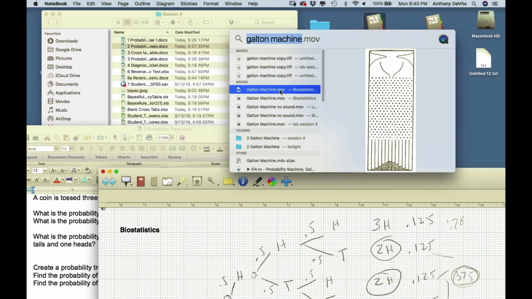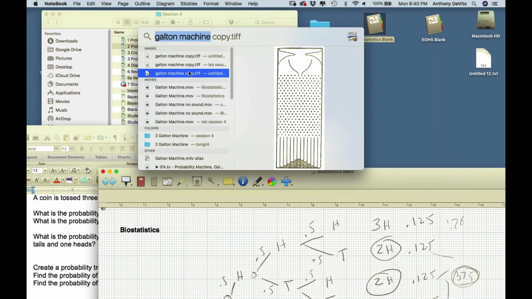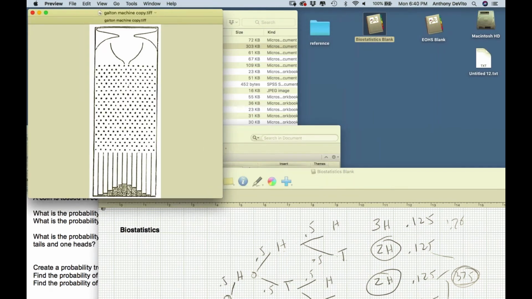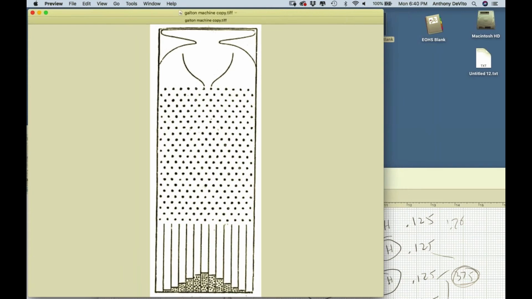I think I can actually play this without, oh, I'll show you a picture first. This is something called a Galton machine. And the way it works is I'm going to walk away from here. I'll point at it here so the guys online can see my cursor moving around, right?